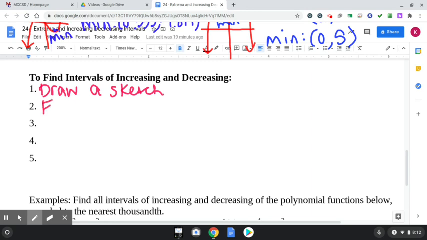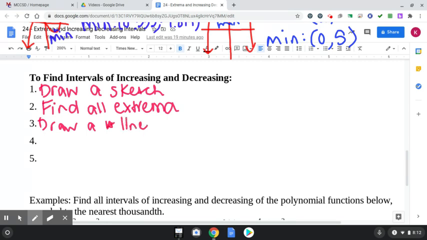Then you're going to find all extrema, so all the mins and maxes. Then your third step, you're going to draw a number line. This is going to organize it for you. Draw a number line and plot the x values of the extrema. Just the x values. You're not going to plot the whole point.